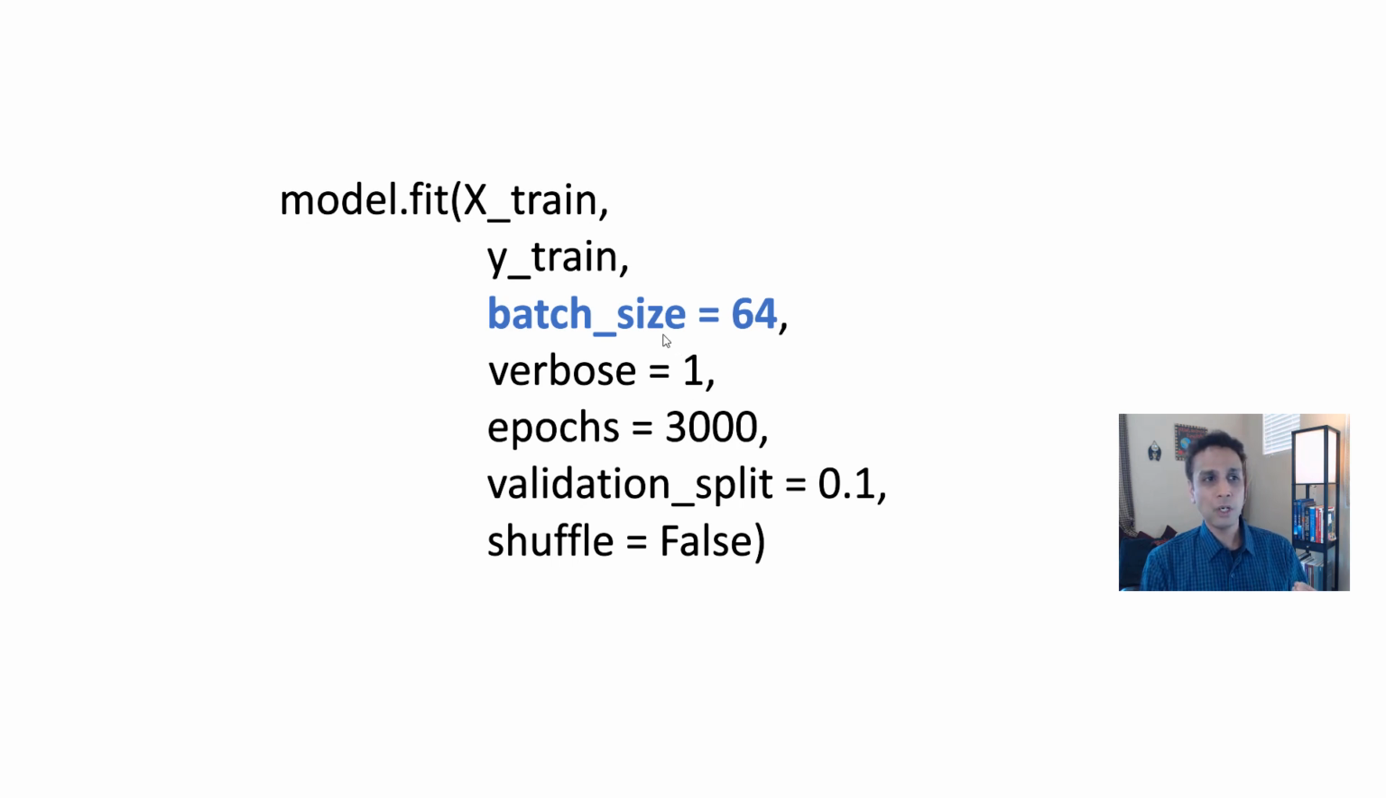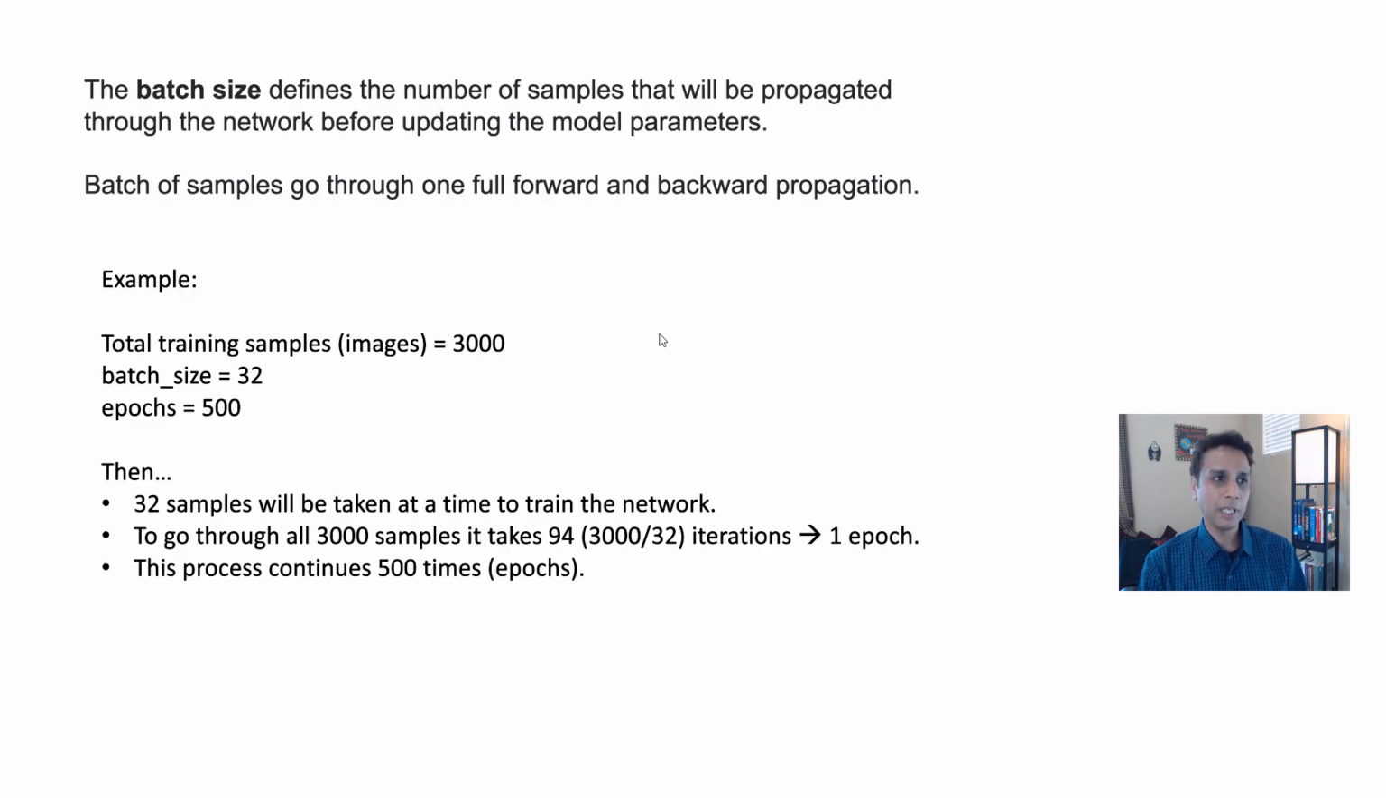So let's take a closer look at batch size. It's not just how many images at a time, but there are certain implications. So let me quickly cover that, okay? The batch size defines the number of samples in the batch that will be propagated through the network before updating the model parameters. So after each batch, the model parameters are updated, okay? In other words, a batch of samples goes through one full forward and backward propagation in your neural network training, okay? So that's why batch size is very important.